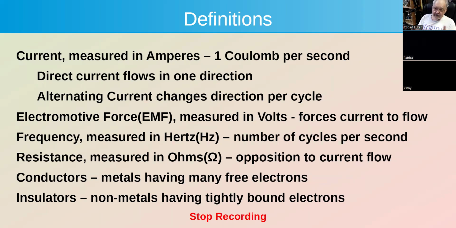And sometimes that confuses people because Benjamin Franklin got it wrong a long time ago. And alternating current means that it changes direction per cycle. In other words, it has to actually go from positive to negative and negative to positive. It's not the same as it just increases and decreases. It actually has to cross zero.